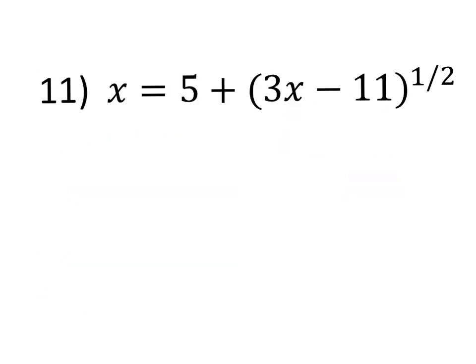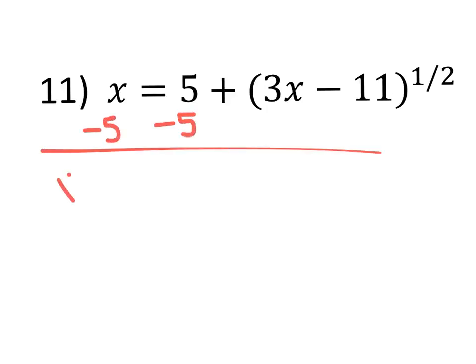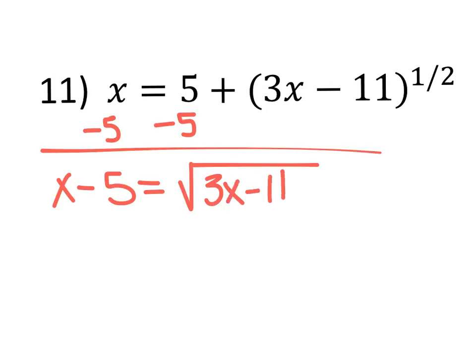So, problem 11. I think the thing that freaked you out on problem 11 was this 5 here. Okay, so move it. You don't need it there. How do you move it? Now my problem would be x minus 5 equals, and I'm going to rewrite 3x minus 11 to the 1/2 as the square root of 3x minus 11. Does the problem look much better now? Okay, so what do you do?